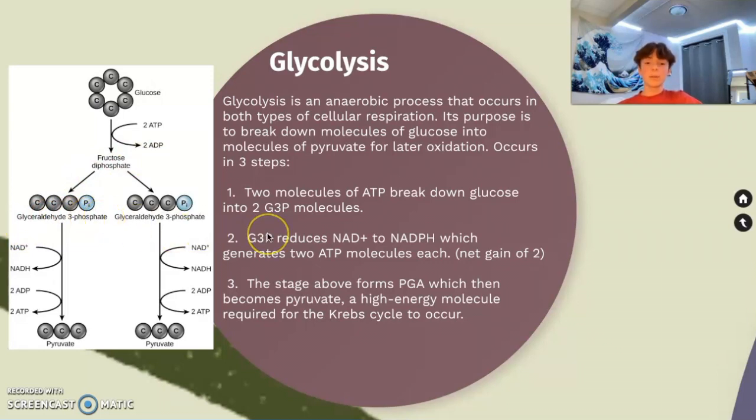And then in our second step, G3P reduces NAD plus to NADH, which generates 2 ATP molecules each, with a net gain of 2. As you can see, NAD plus is reduced to NADH, and 2 ADP are converted to ATP. So then pyruvate is formed, which is our final product described in the third step. The stage above shows how PGA, which would then become pyruvate, a high-energy molecule, is required for the Krebs cycle to occur. So 2 pyruvate are formed from this general process of glycolysis from this glucose molecule.